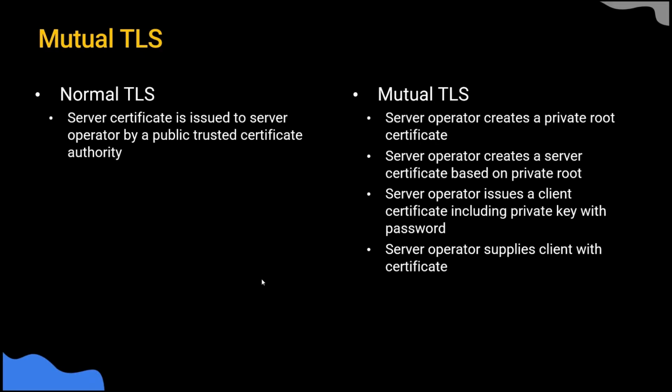With mutual TLS, it's a private certificate that's used for the client. So the server operator generates a private root certificate. They create a server certificate based on that private root that the server is going to use to do the validation of the client certificates. Then the server operator issues a client certificate with a private key and password for each of the clients that is going to attempt to access this service, and supplies the client with that certificate. And then the client uses that certificate in code to go ahead and authenticate back to the server.